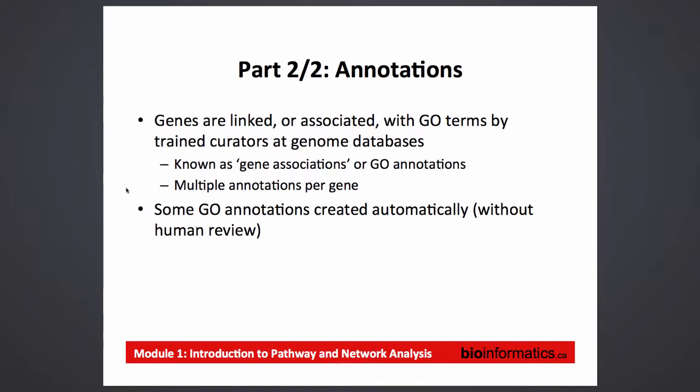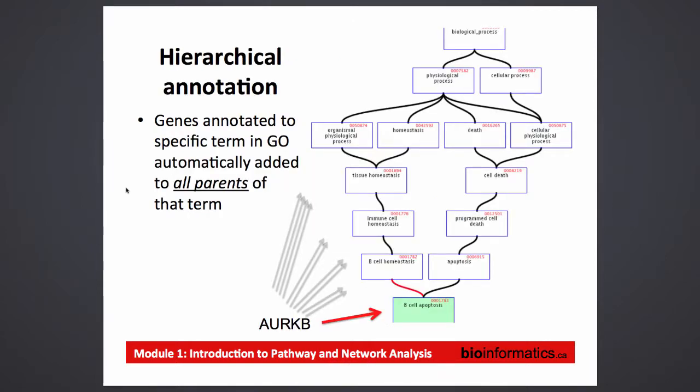Another part of GO is the annotations, where genes are linked or associated with GO terms as the scientific knowledge improves. And these are known as gene annotations or gene associations. And importantly, every gene can have multiple annotations. Some of those are created by manual curation by experts, and others are created automatically. So you can already see that there's a difference in quality in how these annotations are created.